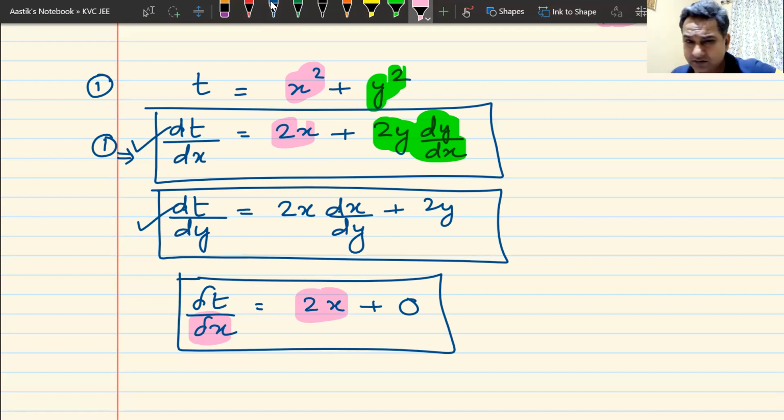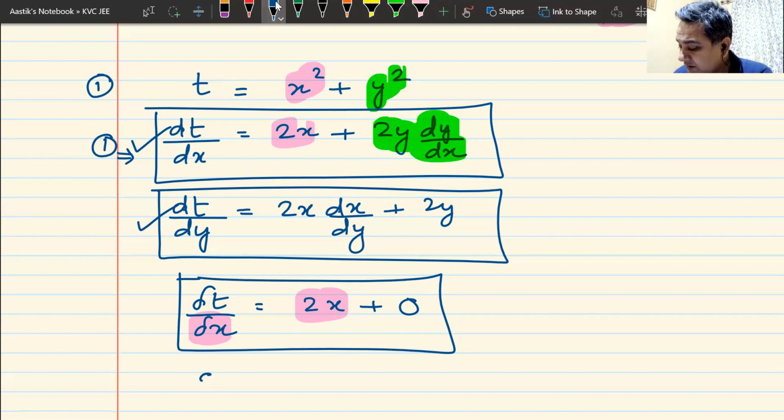Rest everything is a constant. So in the expression t is equal to x square plus y square, if I am differentiating it with respect to x only, I need to differentiate the x wala points. The other things, y, z, m, n, o, p, whatever, they're all treated as constants. So that is the difference between complete derivative and partial derivative.